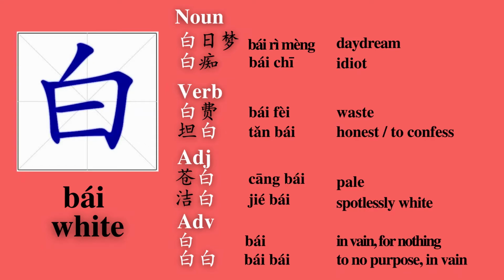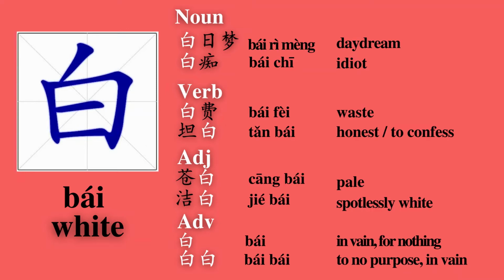Examples of 白 as a noun. 白日梦 daydream, 白痴 idiot. Examples of 白 as a verb. 白费 waste, 坦白 honest or to confess.